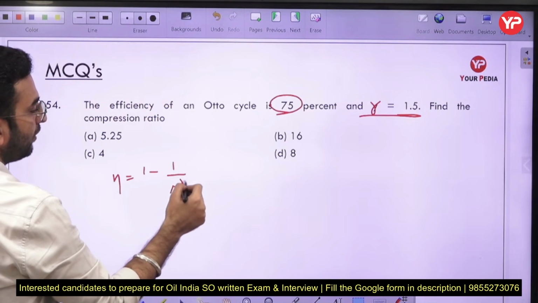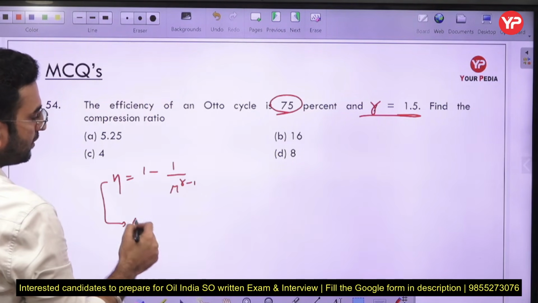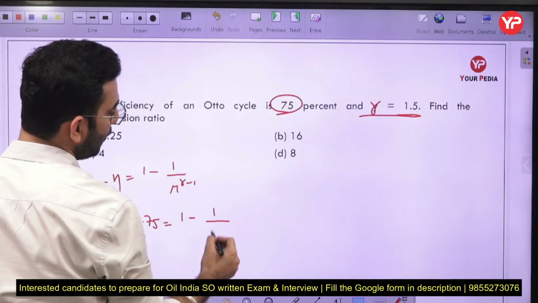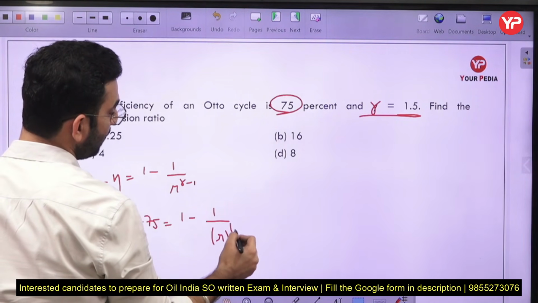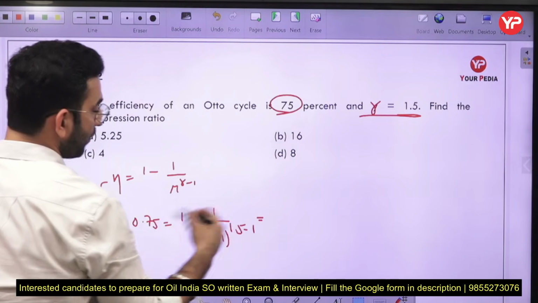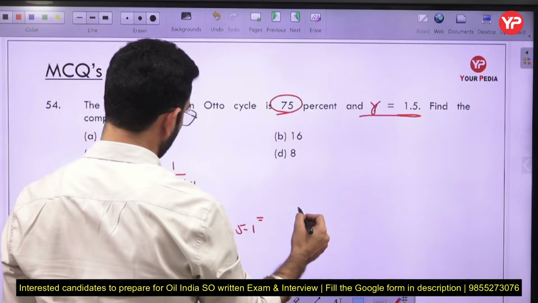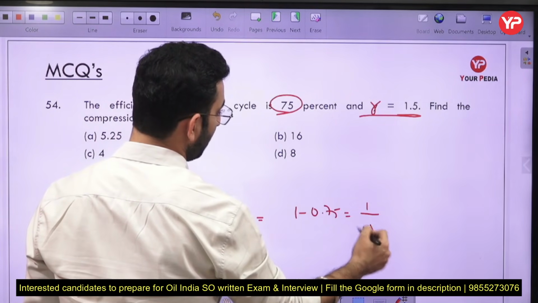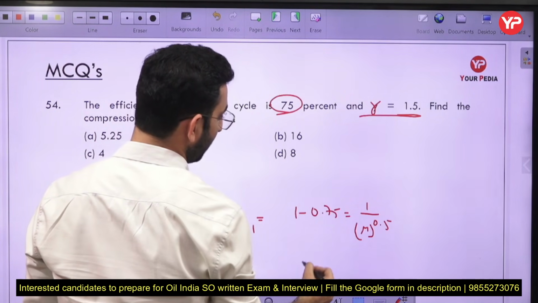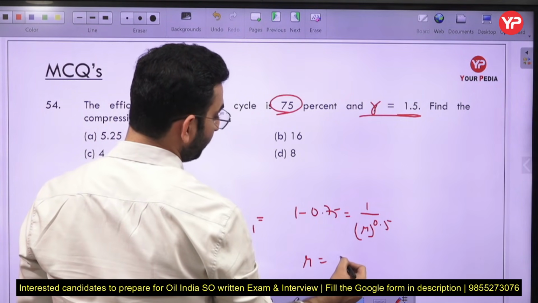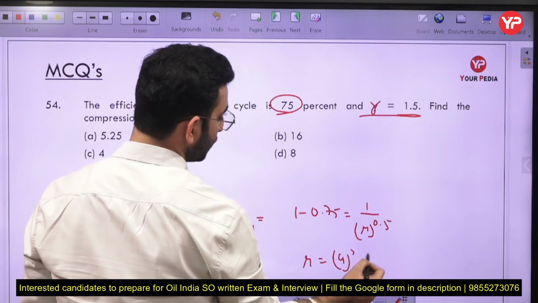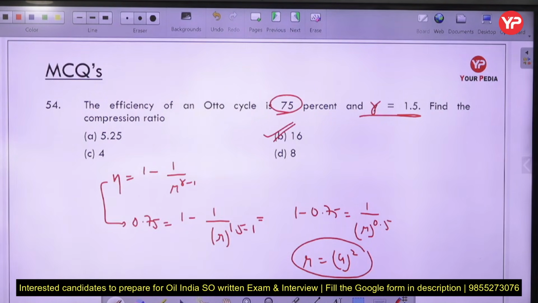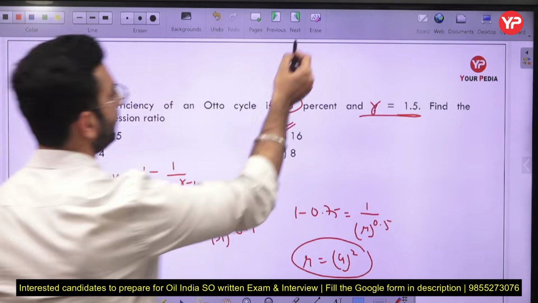So here we know that efficiency is given to us, 0.75. R we have to find out. So now you can see, 1 minus 0.75 is equal to 1 upon R to the power 0.5, and R will be equal to 4 square. The answer will come out to be 16 here. Okay, so that will be the case.